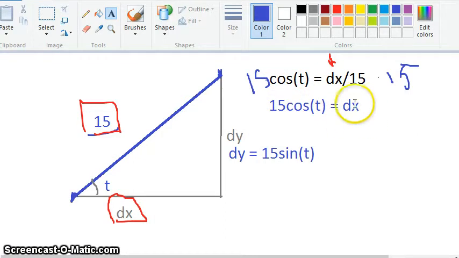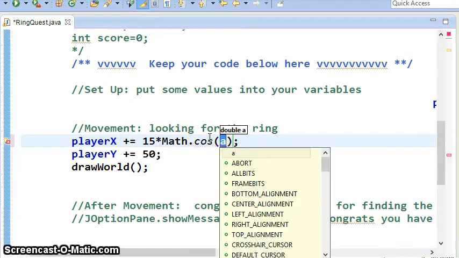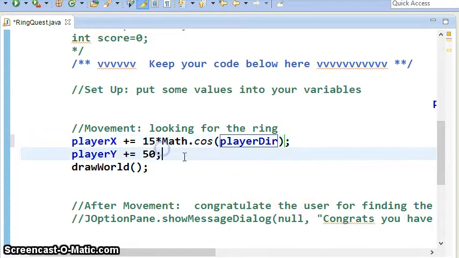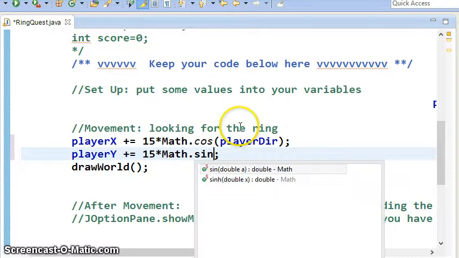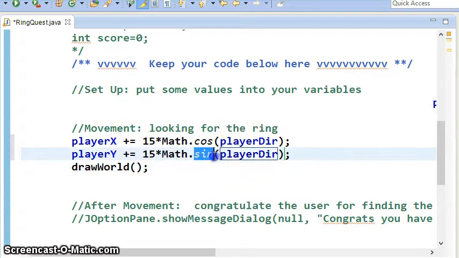So we want to say that your change in x is 15 times the cosine of your direction. So let's just say 15 times math.cos. By the way, that's a thing, math.cos. And we want your direction, which is player dir. So there's your angle. This is the speed you're going to be moving with, cosine. And then almost the same thing. Take a moment to make sure that you didn't have a copy paste fail. This is all the same except for sine.